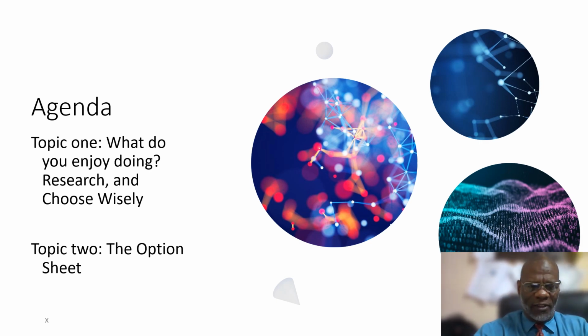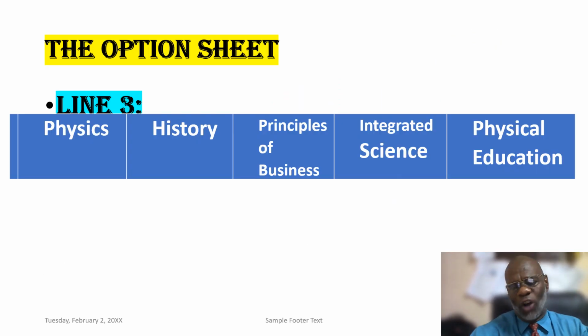All right, so the next thing we want to be looking at is the option sheet. I'll go through the option sheet line by line. I did not choose to put lines 1 and 2 because lines 1 and 2 are for math and English. All students must do math and English. Those are compulsory subjects, right? So all students must do math and English.